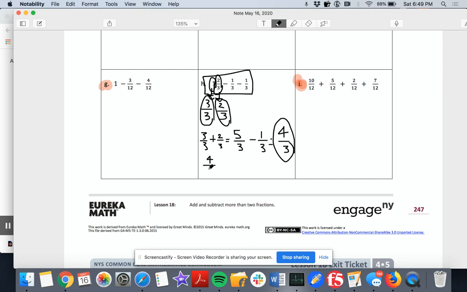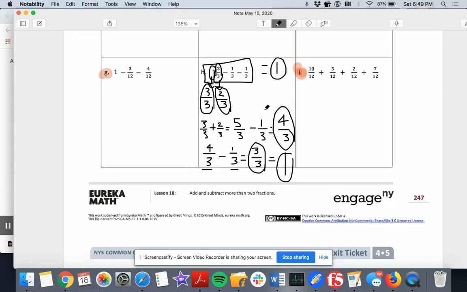Then I need to keep going because I still have 1/3 left. So I'm going to subtract 4 over 3 minus 1 over 3. Once again, checking my denominator, and it is the same. And then I have 4 minus 1, which is equal to 3. So my answer is 3 over 3. But we already know, what does 3 over 3 equal? Well, it equals 1, right?